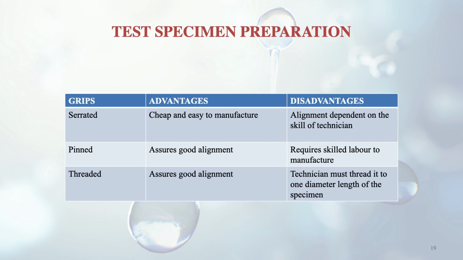The second one is the pin grip, where the alignment is very good, but again it requires skilled labor to manufacture. The third one is the threaded grip, and it has the advantage of good alignment, and the technician must thread it to 1 diameter length of the specimen, meaning that much skill is not required, but the preparation before that is very much required. The specimen has to be threaded up to 1 diameter length of the specimen.